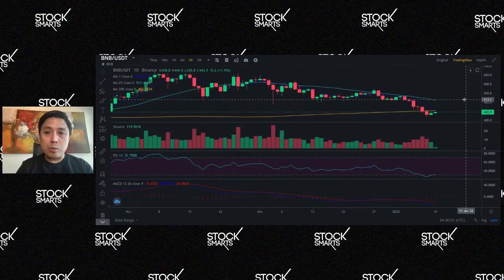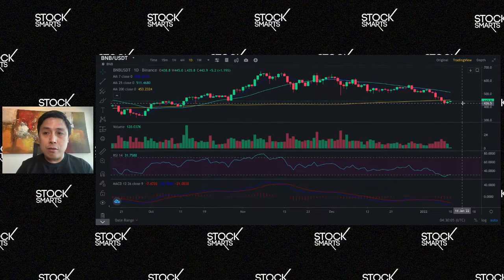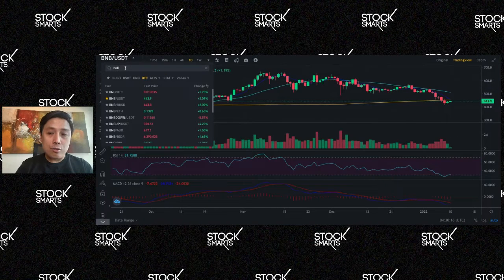Breakout from that, possible next resistance is at the 513 level. If this level right here does not hold, possible retracement is here, 402, followed by here at the 386 mark. So those are the support levels to look at, at least for BNB.